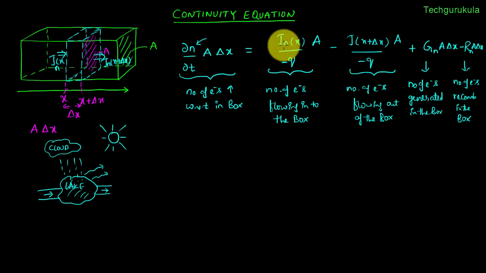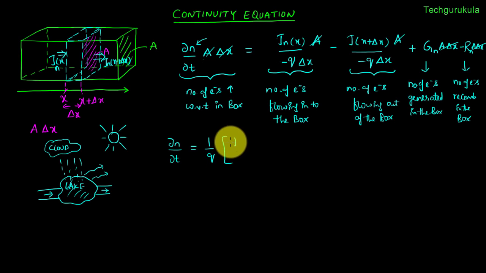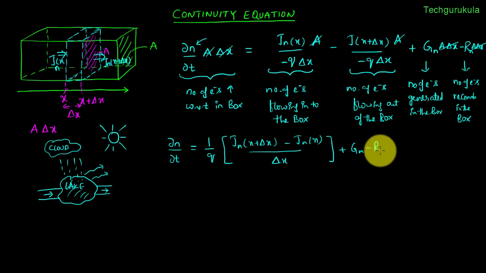Now let me rearrange this equation to make it smaller, where I can write del n over del t is equal to, taking a del x which is common in all of them and cancelling out a del x, so that we can write this as 1 over q times [J_n(x + del x) minus J_n(x)] divided by del x, plus G_n minus R_n. Now, we have just represented the current density in terms of space, but of course it will depend on time as well. So let me add the time function here.